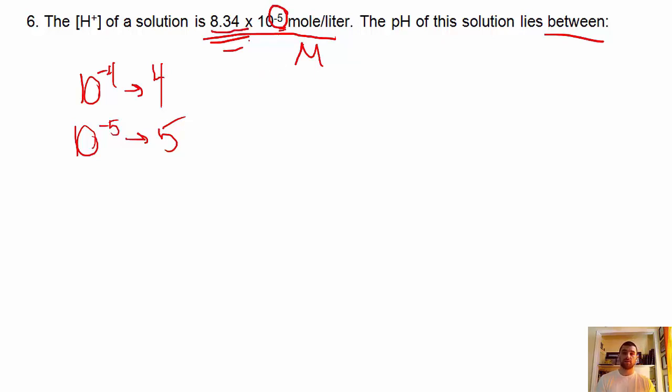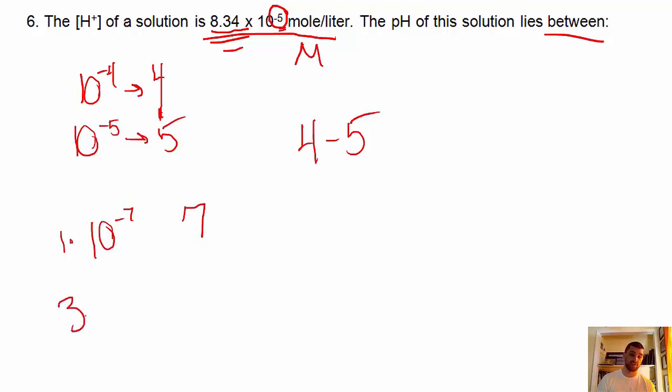Now this number is larger than 1, so I know it's more concentrated than a pH of 5, but it's not quite as concentrated as a pH of 4, so I'm in between. So it's going to be in between 4 and 5, right? So if I had, let's say, 10 to the minus 7, if I had 1 times 10 to the minus 7, that would be exactly a pH of 7.